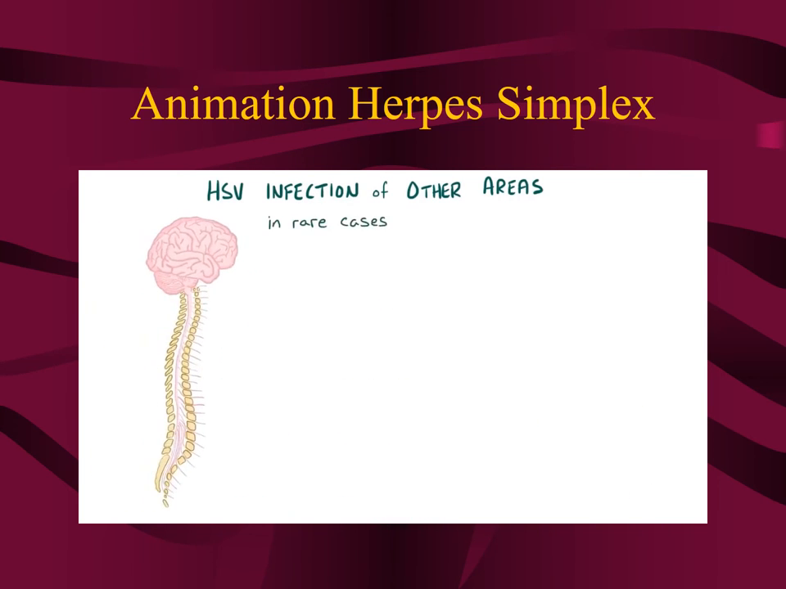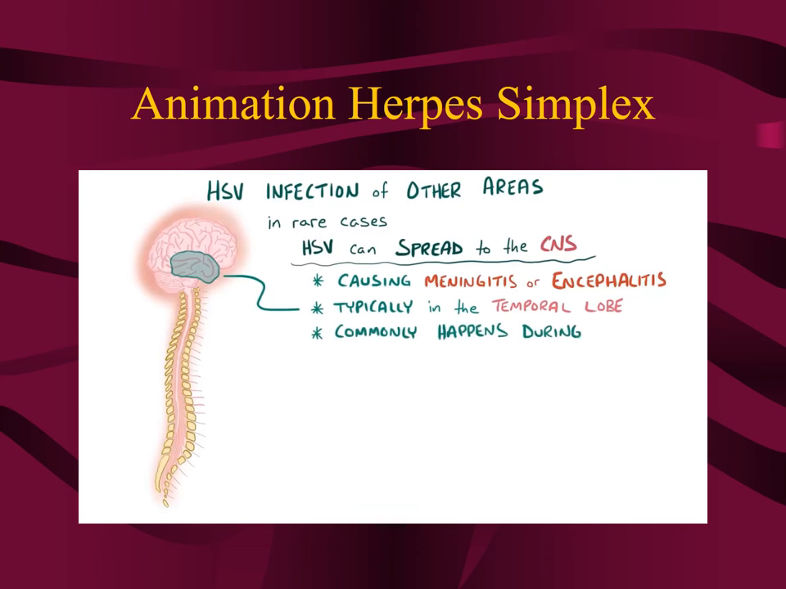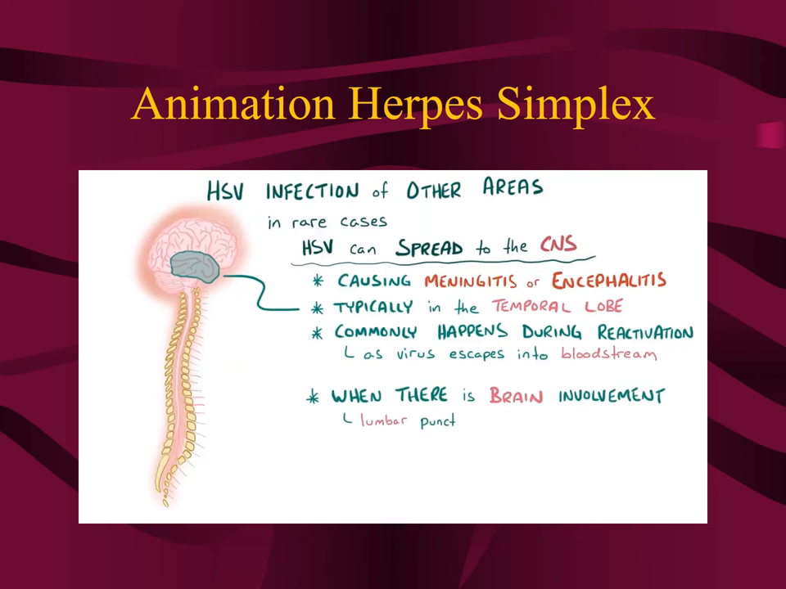In rare cases, herpes viruses can spread to the central nervous system and cause meningitis or encephalitis, typically affecting the temporal lobe in individuals of all ages. These can happen from a primary infection, but more commonly happen during reactivation when some of the virus can escape into the bloodstream and reach the brain. When there is brain involvement, a lumbar puncture often has specific findings like an increase in red blood cells, increase in white blood cells, and elevated protein levels. There are also some CT, MRI, and EEG changes that can help to make a diagnosis.